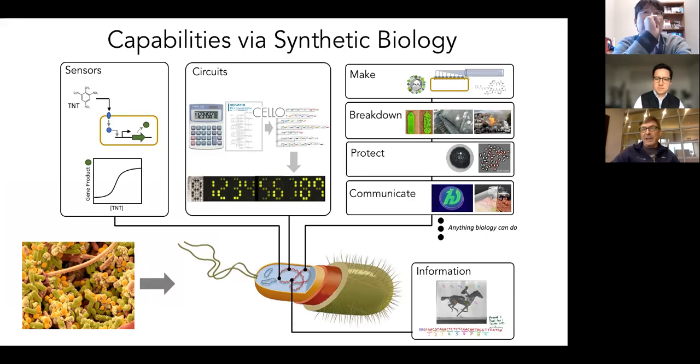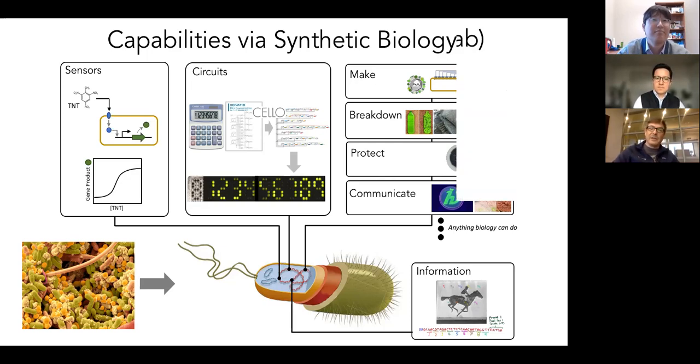And so everything I'm currently focused on these days is about how to create technologies that allow us to do these capabilities from SynBio, but to do it in real organisms and not just model ones.